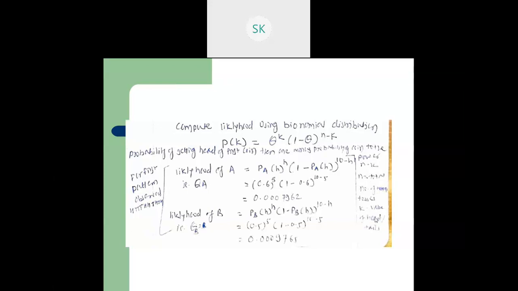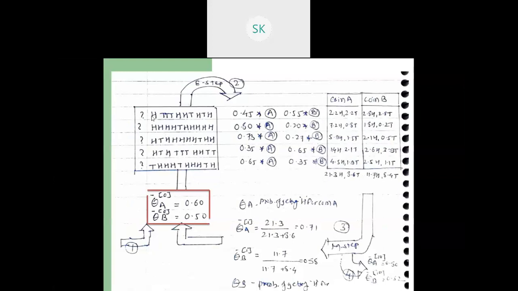Here k is the number of heads, since we are talking about heads only as per our problem. So the formula is P(k) equals theta raised to k times (1 minus theta) raised to n minus k, where theta to the k relates to the probability of getting heads by the first coin, and n is the total number of tosses and k the number of heads that appear. So the first pattern observed is considered.